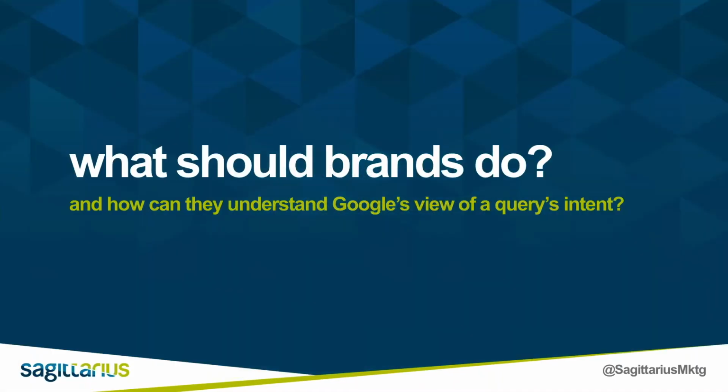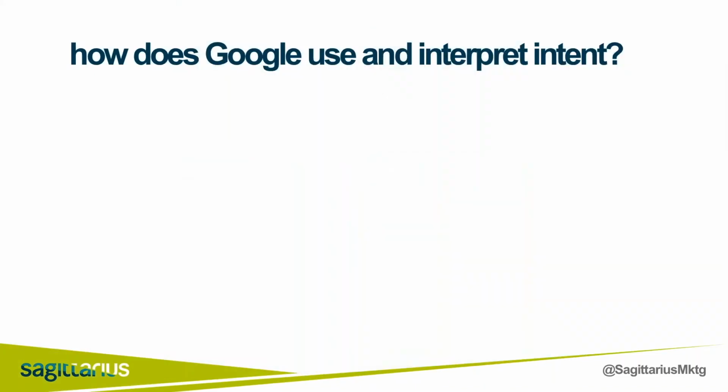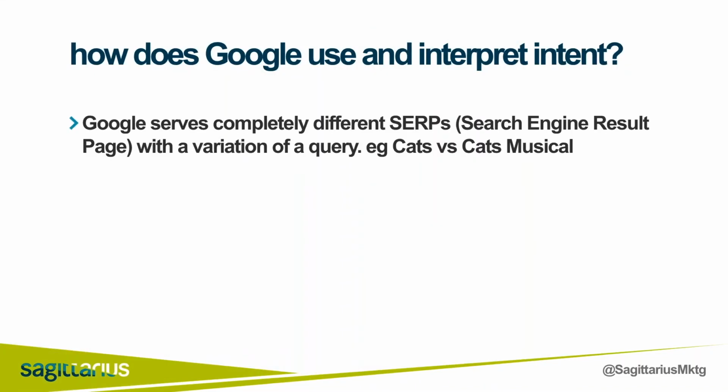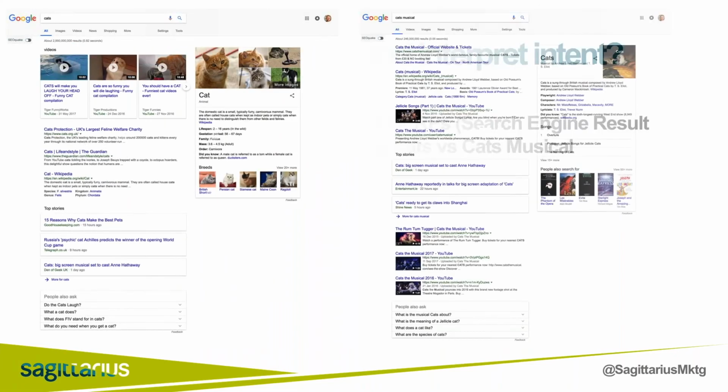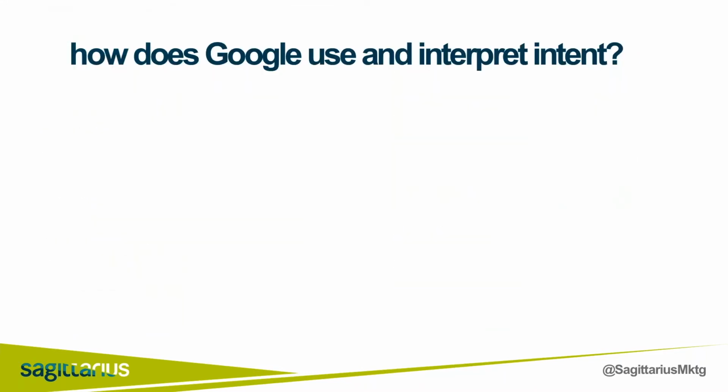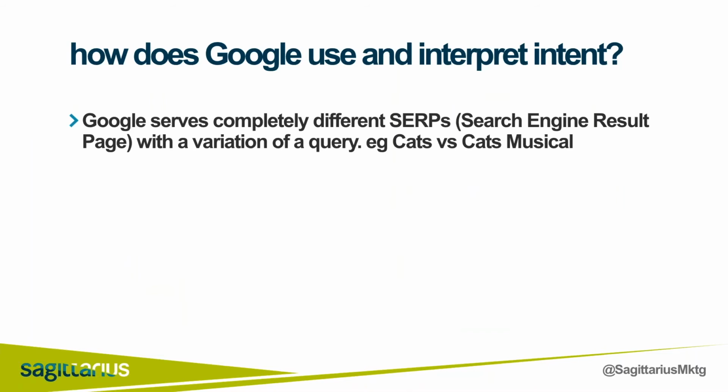So what should a brand do, and how can you actually understand what Google thinks is the intent behind the query? We've already seen, and this is another chance for me to get cats back in this presentation, that Google serves completely different results pages if you vary a query. So we're seeing "cats musical", completely different intent. Everything on that page is different.